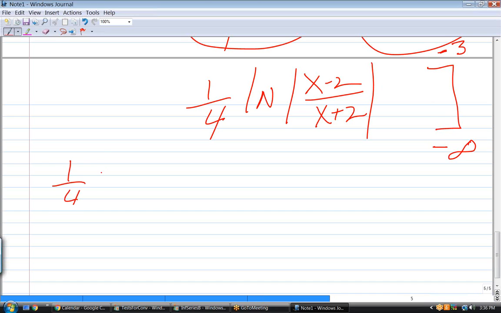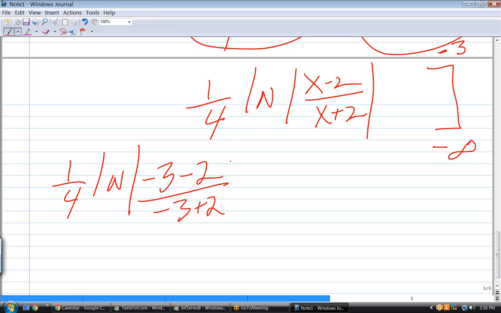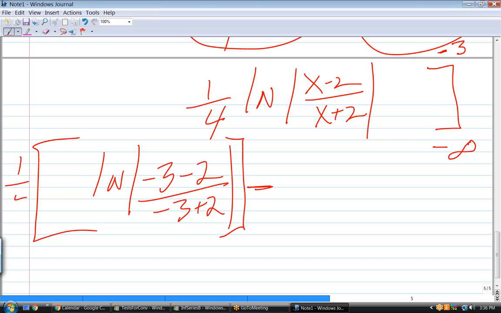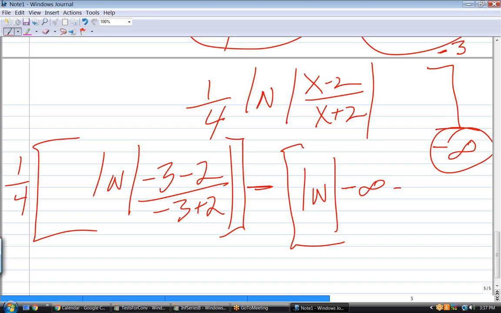In other words, we have 1/4 natural log of minus 3 minus 2 all over minus 3 plus 2, minus, put this 1/4 out there. Now I'm going to evaluate it at that. Okay, well, how do I evaluate that? Natural log of, I'm just going to use negative infinity minus 2 all over negative infinity plus 2.